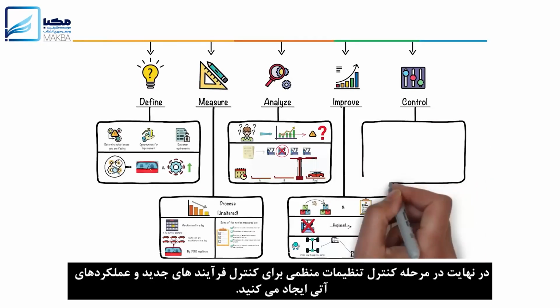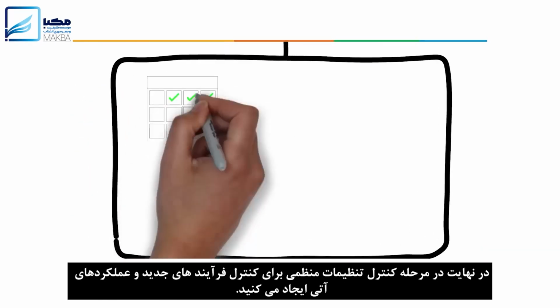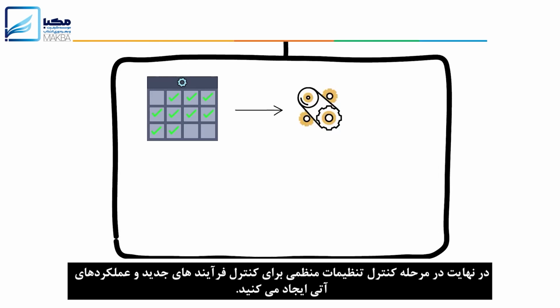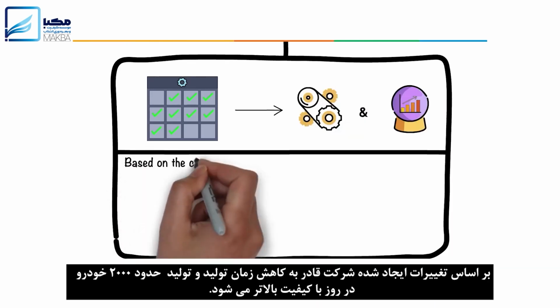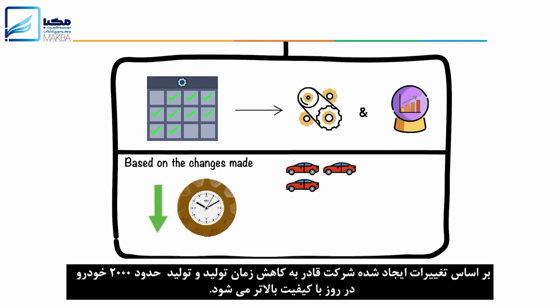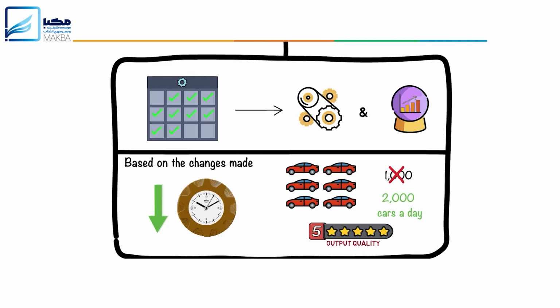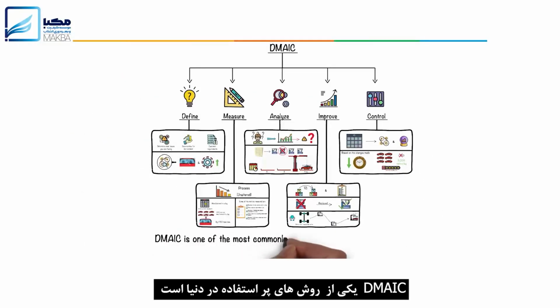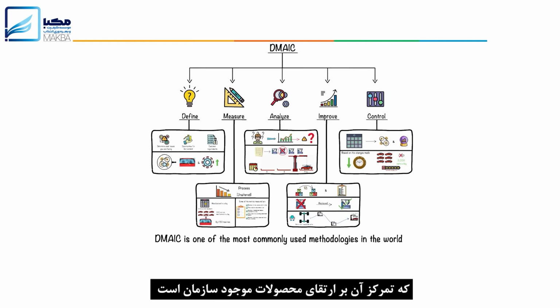And finally, in the Control phase, you make regular adjustments to control new processes and future performance. Based on the changes made, the company was able to reduce production time and manufacture about 2,000 cars a day with a higher quality of output. DMAIC is one of the most commonly used methodologies in the world. It focuses on improving the existing products of the organization.